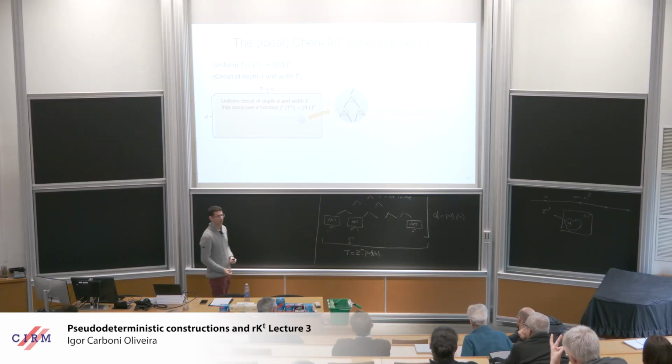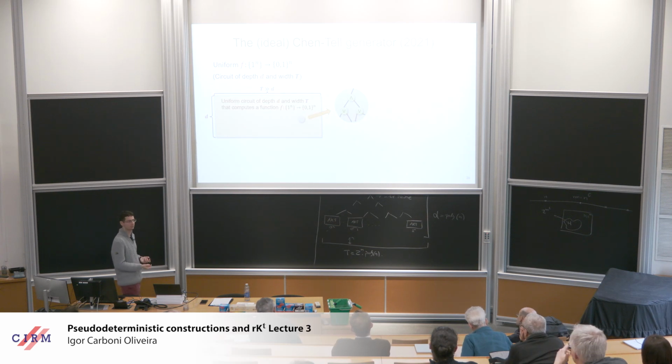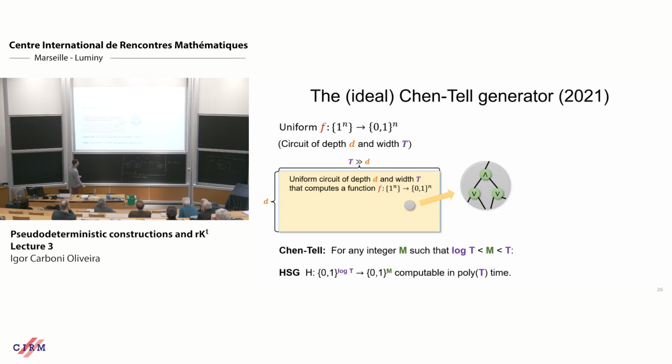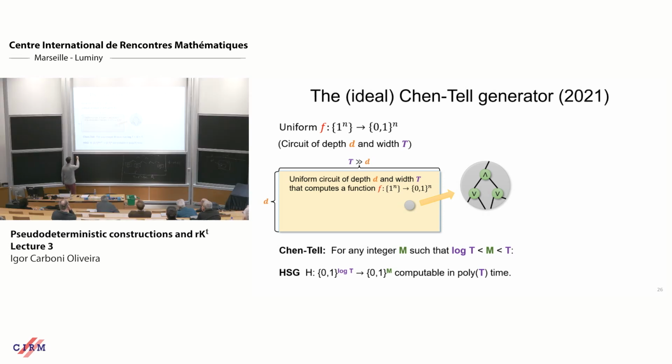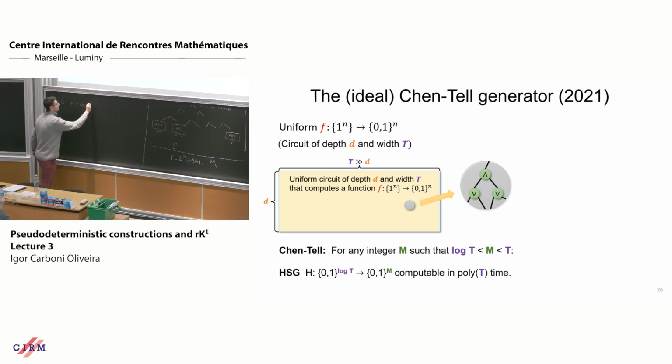Okay, so that's an example of a uniform function f, with these parameters for depth and width. Now the Chen-Tal generator says the following. We can pick any m between log t and t. So we have some m here, and we can construct a hitting set generator, H, mapping log t to m. This m has the constraint that it lies between log t and t.